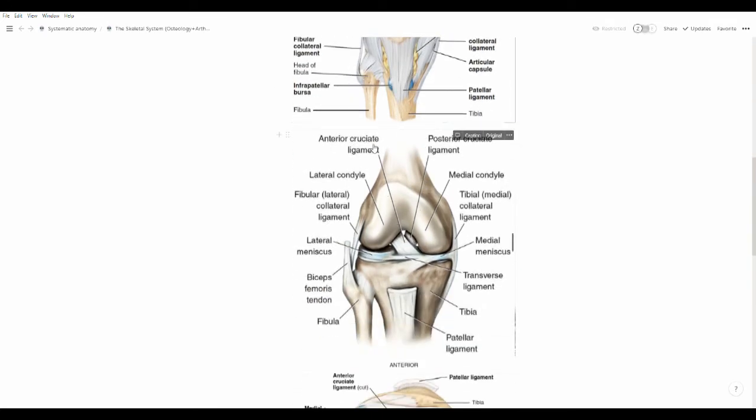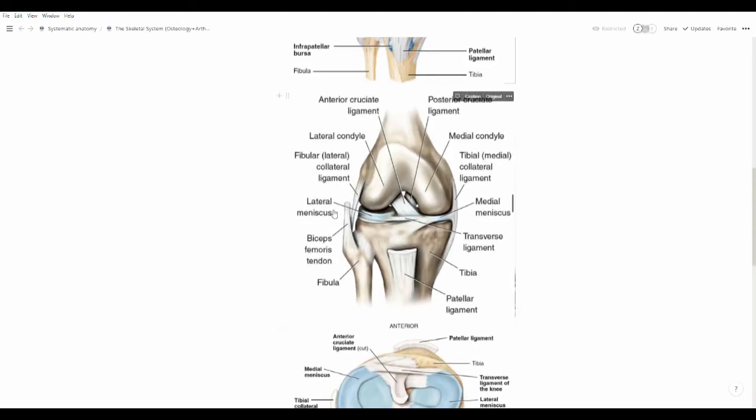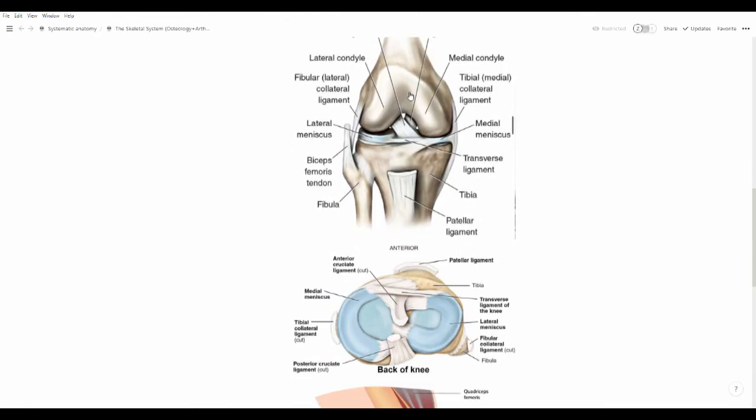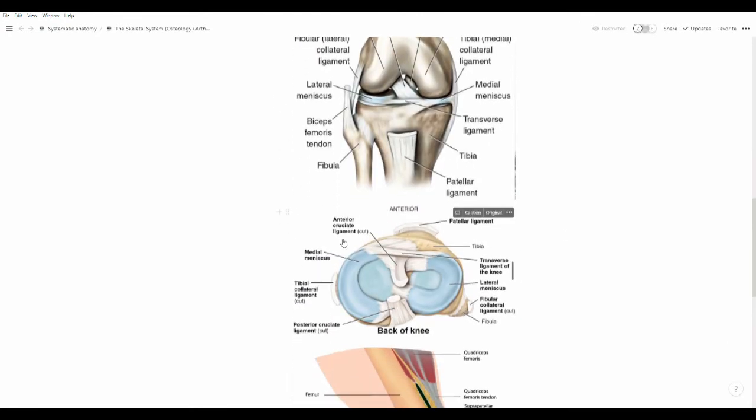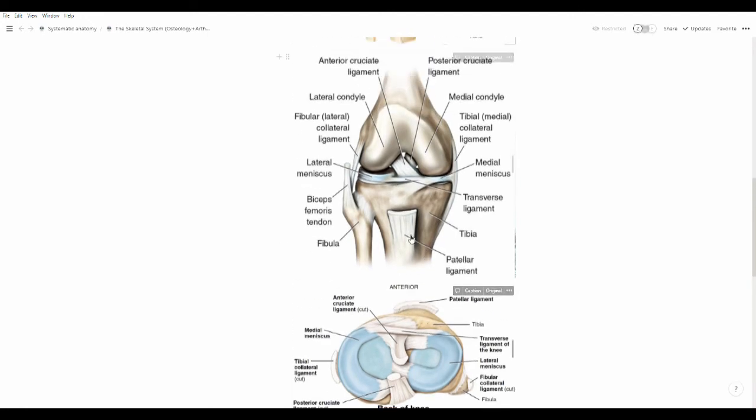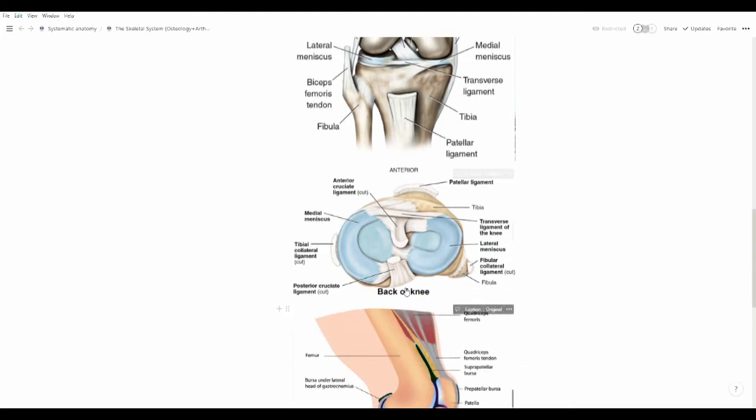We also have the anterior cruciate ligament. It's called cruciate because it looks like a cross. We have the posterior cruciate ligament, so we have two, the anterior and the posterior, and those are two ligaments that are in the middle of the joint. If we look at it from top down, here's the back of the knee, like I said. Here's an anterior view of it. We have the patellar ligament, so this is the front, and here's the back.